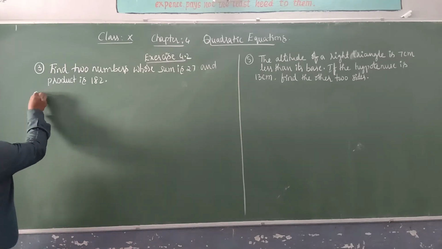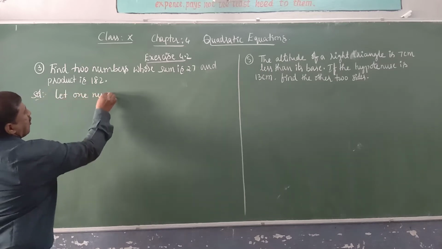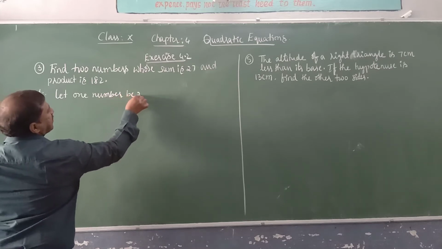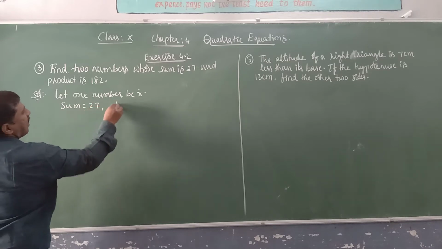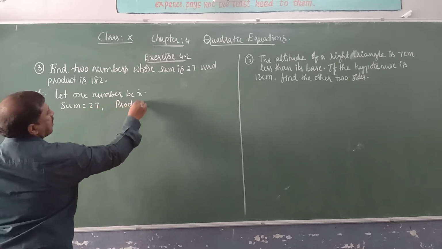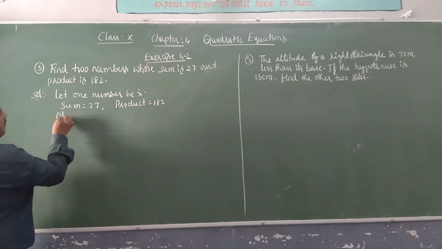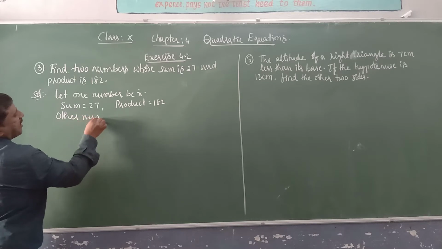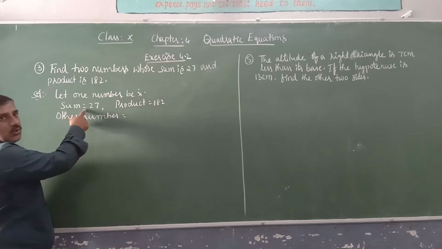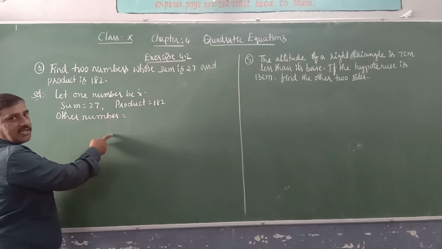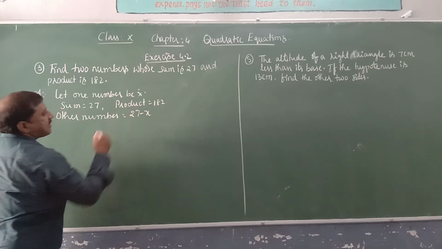So now let one number be x. The sum of the two numbers is 27 and the product is 182. So one number is x, and the sum of the two numbers is 27. To find the unknown number, that is the other number, subtract x from 27, and we get 27 minus x.